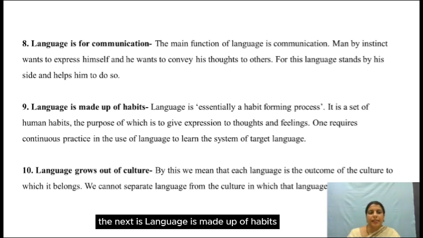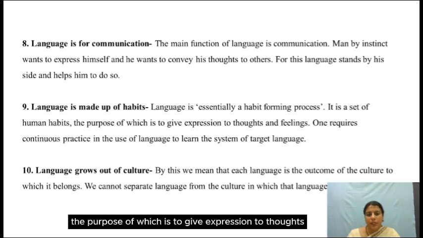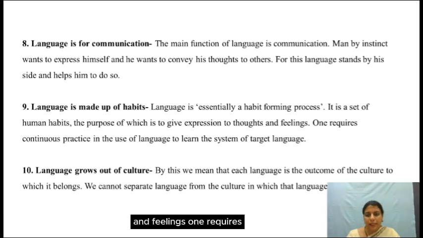The next is language is made up of habits. Language is essentially a habit forming process. It is a set of human habits, the purpose of which is to give expression to thoughts and feelings. One requires continuous practice in the use of language to learn the system of the target language.